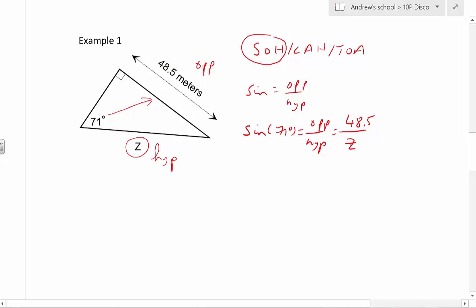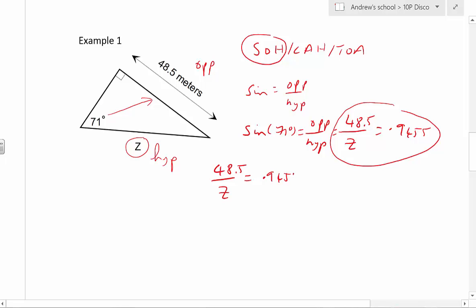Use your calculator to find out what sine 71 is. 0.9455. Well, this is the important bit. 48.5 divided by z is 0.9455. Technically, what we're actually going to do is get rid of the division by z by multiplying up. So 48.5 is 0.9455 multiplied by z, and then we don't want 0.9455z, we want z by itself, so we need to get rid of the multiplication by 0.9455.